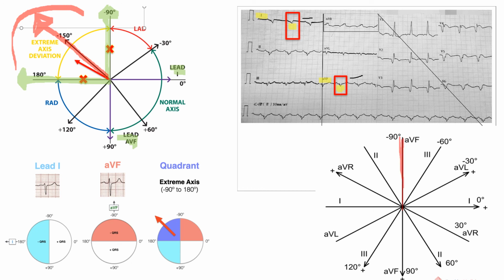So we're saying that this is where you have your mean electrical axis. Again, are we way off compared to the normal electrical axis? Yes, we are. The normal is anywhere from -30 to +90. And as you can see, we are from -90 to 180 degrees. So this could be an indication of extreme axis deviation.